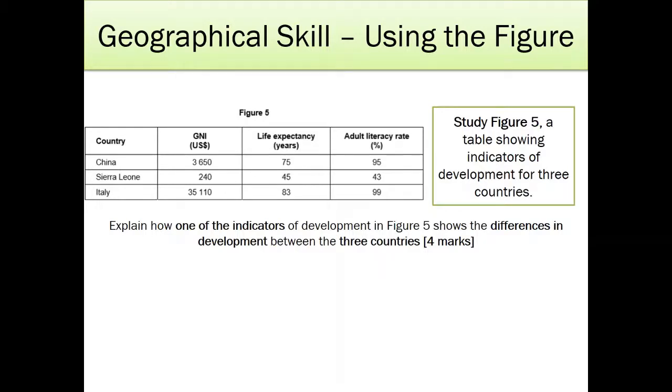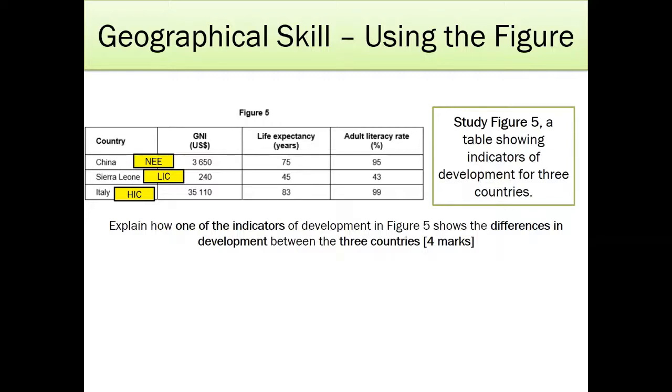Now, if I divide them into our 3 categories, you've got your NEE, which is China, you've got your LIC, which is Sierra Leone, and your HIC, which is Italy. Remember, we know this because to be a HIC, you have to be over $12,000. To be an LIC, you'll be below $1,000. And then an NEE is anything that's in between those 2 figures, okay? As you can see, Italy is over $12,000, Sierra Leone is under $1,000, and then China at 3,650 is between the 2 figures. And that's how we have put them into those 3 categories.